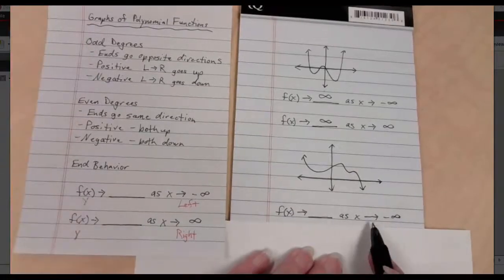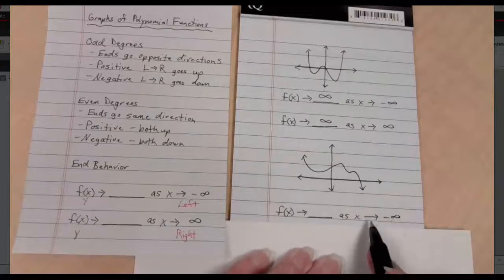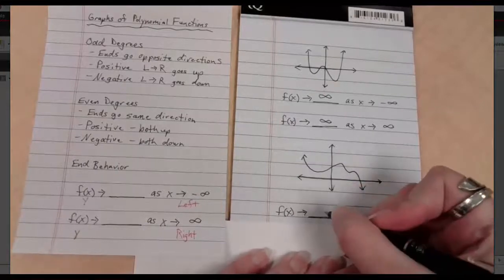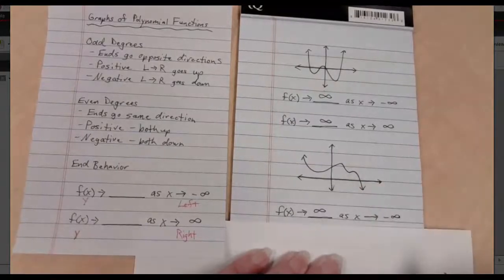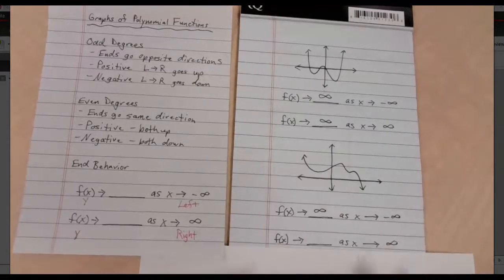So again, this is x is going to negative infinity. X-axis, negative is this way. So this is saying what's happening on the left. On the left, what's the graph doing? It's going up. How do I say it's going up? Up. Just like before. Okay. But this time, when we go to the right, it is not going up.